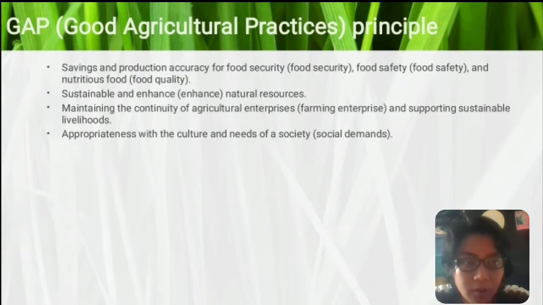The next is GAP or Good Agricultural Practice principle. Saving and production accuracy for the food purity, food safety, and nutritious food. The second is sustainable and enhance natural resource. The third, maintaining the continuity of agricultural enterprise in supporting sustainable livelihoods. And the last, appropriateness with the culture and needs of society or social demand.